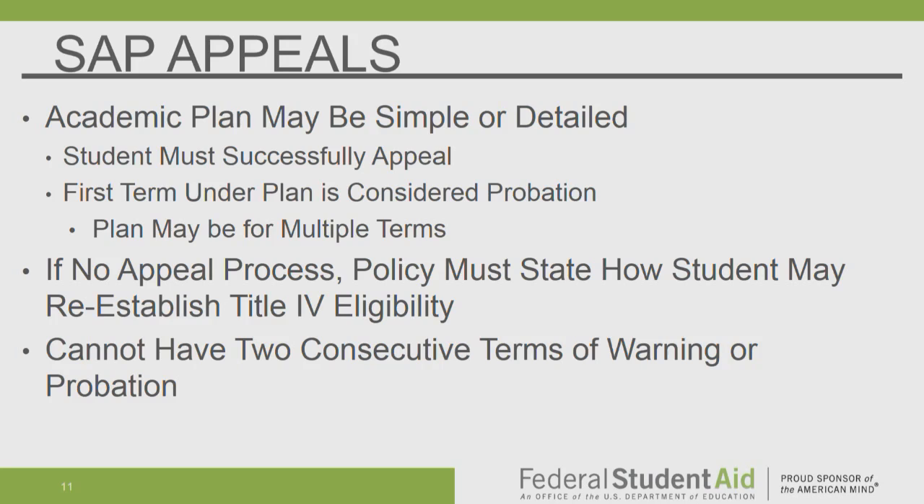So you don't have to have an appeal process, and if you choose to do that, that's fine, but the student just has to know how they regain their eligibility, all right? So, like I said, the SAP warning and probation is not required, but they do have to know how to regain eligibility. Question?